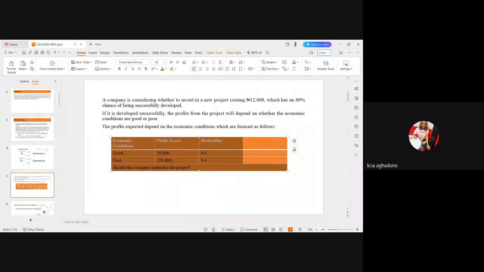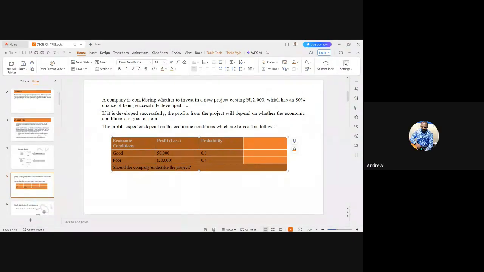When you develop, either the business is successful or not successful. When it is successful, what is the associated probability? 80%. And when it is not successful, the probability is 20%.